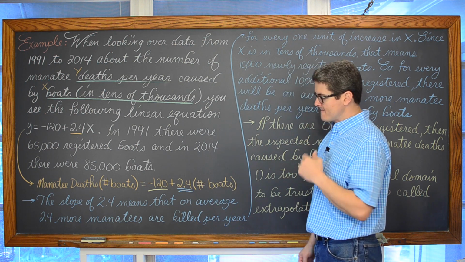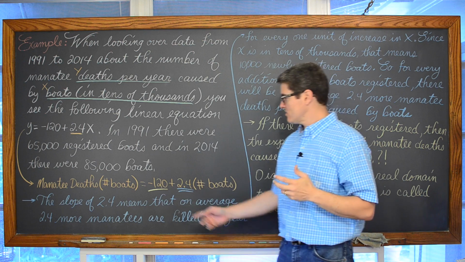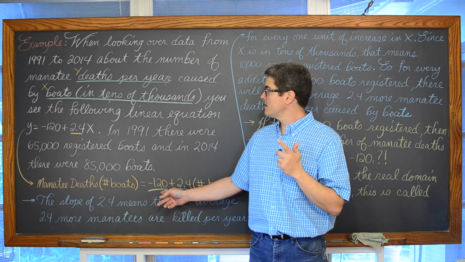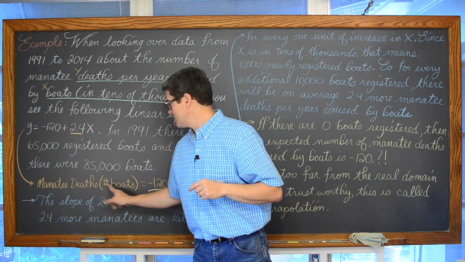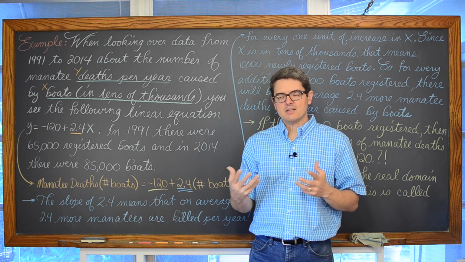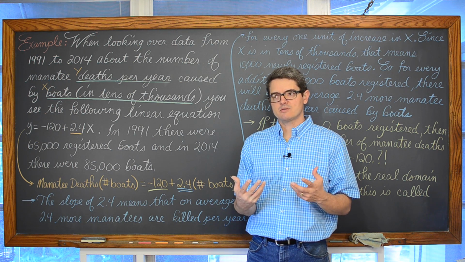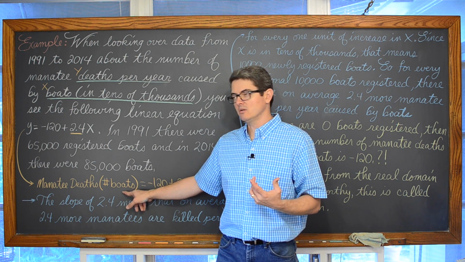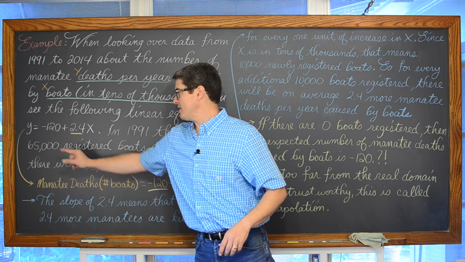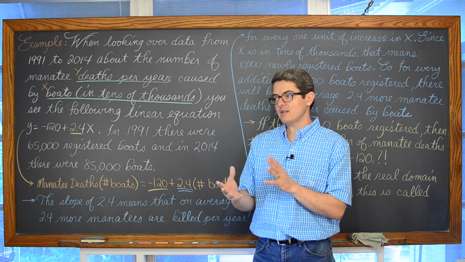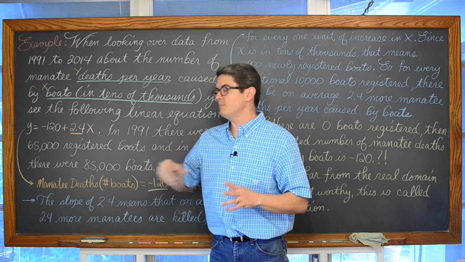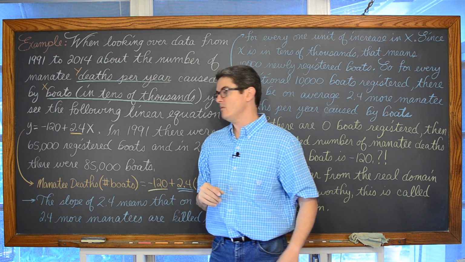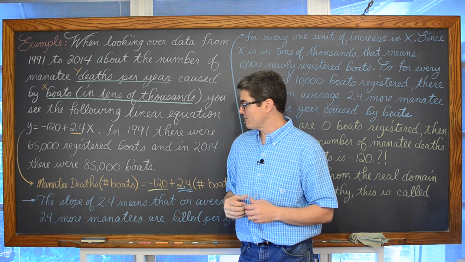Now the negative 120. The y-intercept is the y value for when x is equal to 0. And since the number of boats is the x variable, for that y-intercept, the number of boats has to be 0. Well, the data that this regression line is based on is coming from between 65,000 and 85,000 registered boats, so x values between 65 and 85, again because it's in tens of thousands.